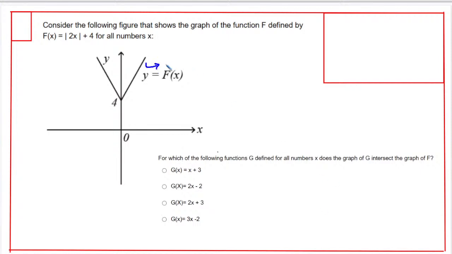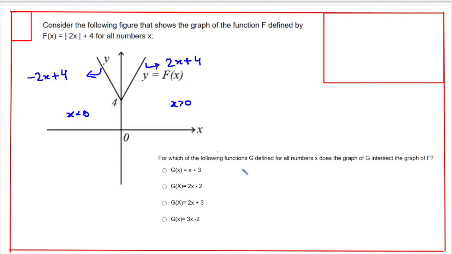So the equation of this line is 2x plus 4 and the equation of this line is minus 2x plus 4. This is when x is negative and this is when x is positive. These are some fundamentals of the mod function.